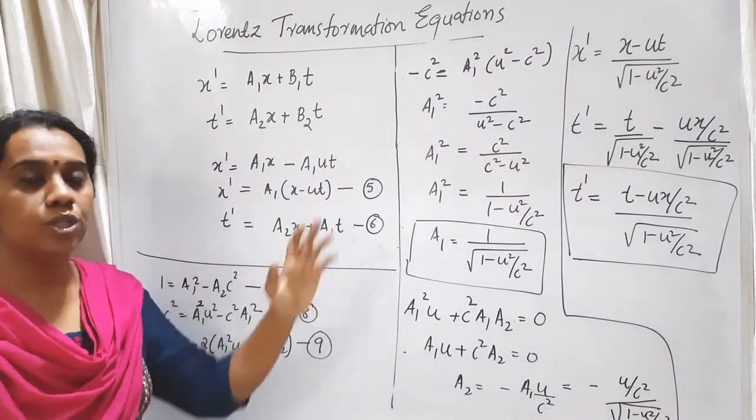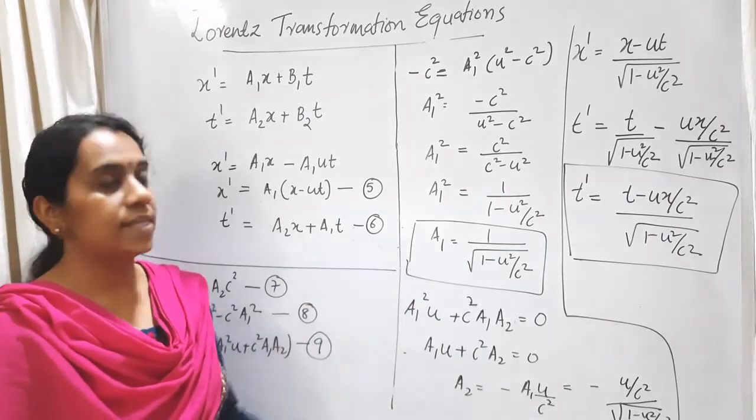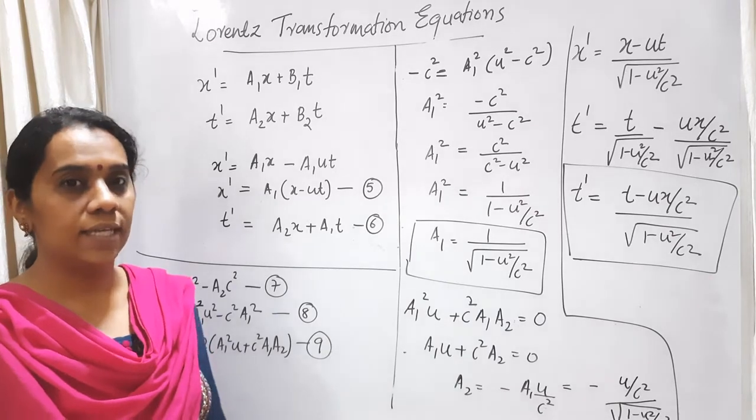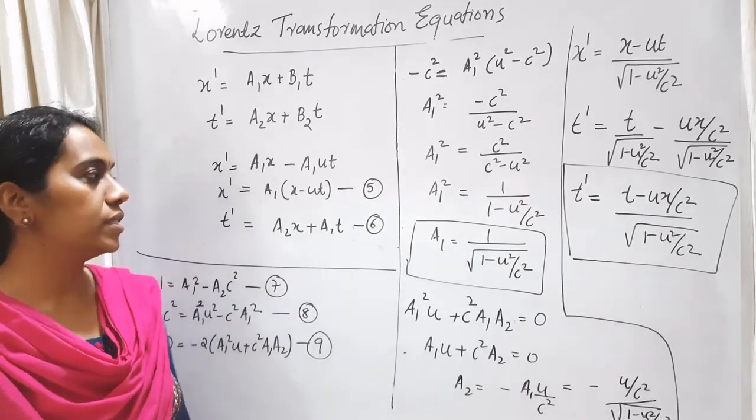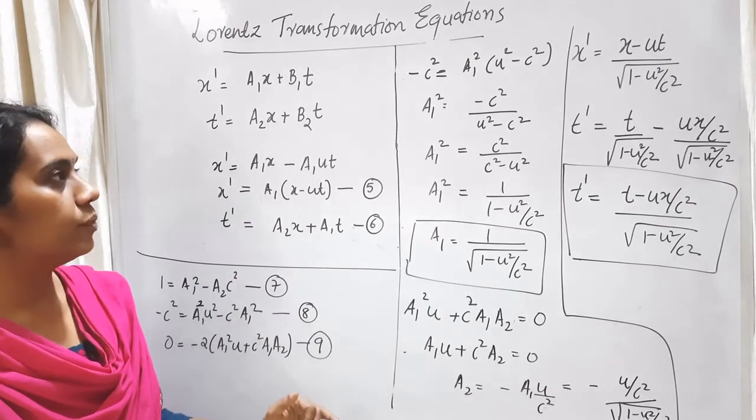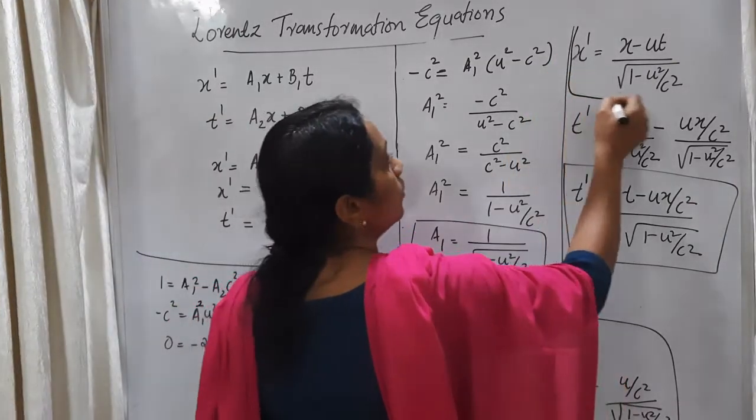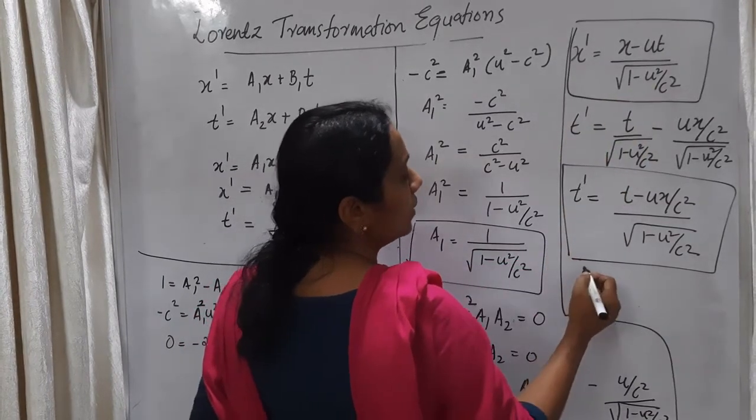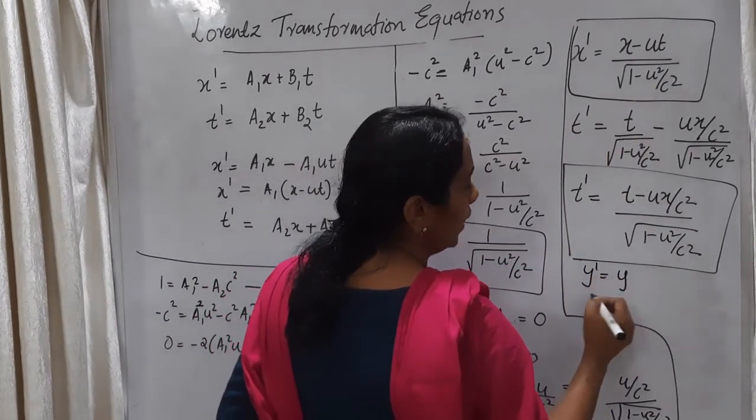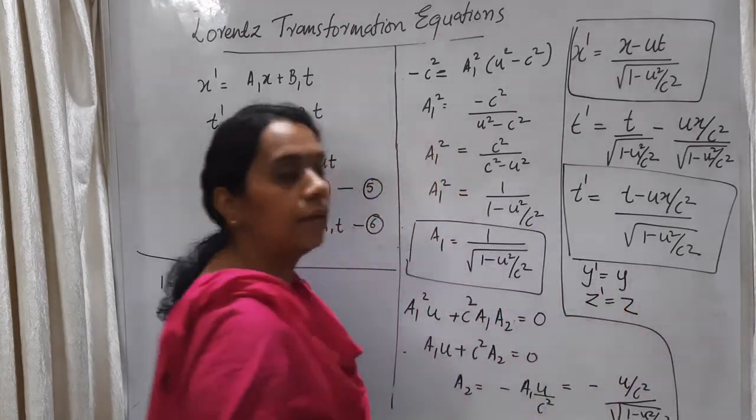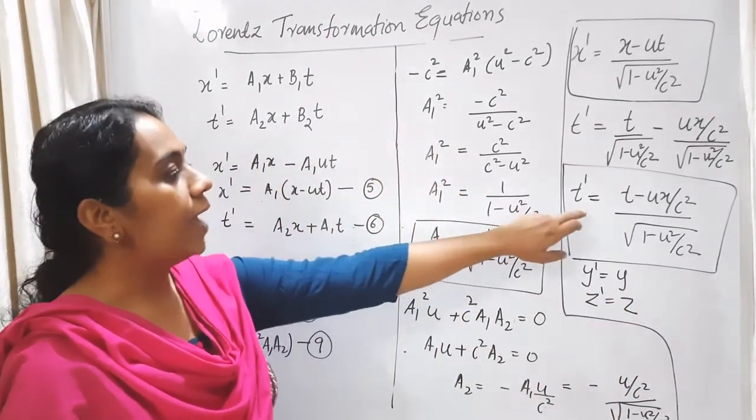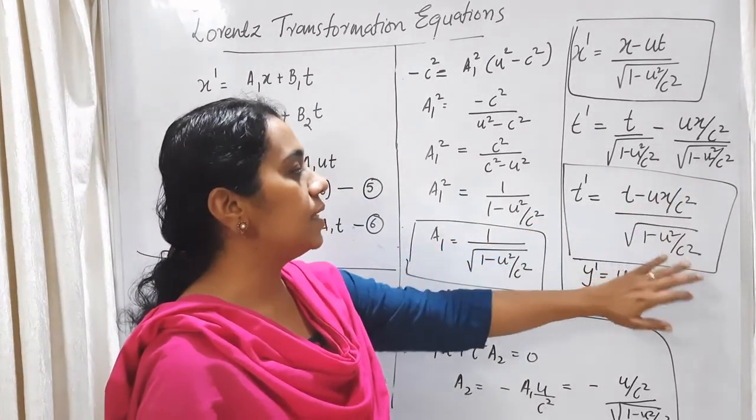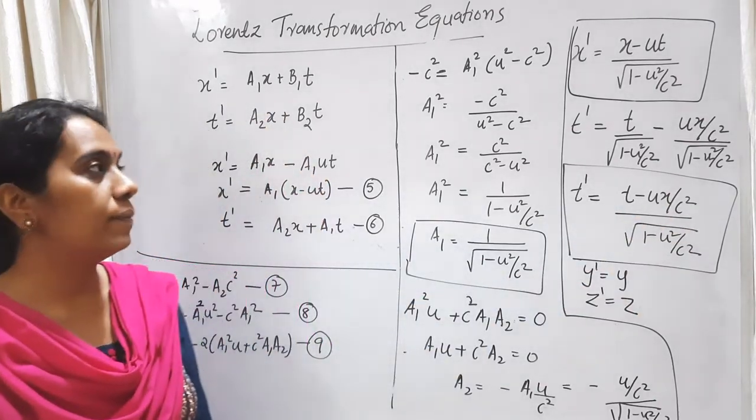Since the motion of the dash frame is along the x-axis, we haven't considered the y-coordinate and z-coordinate because they remain the same, as in the case of the linear transformation equations. So the final set of transformation equations will be x dash is equal to x minus ut by root of 1 minus u square by c square. You can add the other transformation equations: y dash is equal to y, z dash is equal to z. They remain the same as the motion is along the x direction. And the transformation equation for the time coordinate is t dash is equal to t minus ux by c square by root of 1 minus u square by c square.